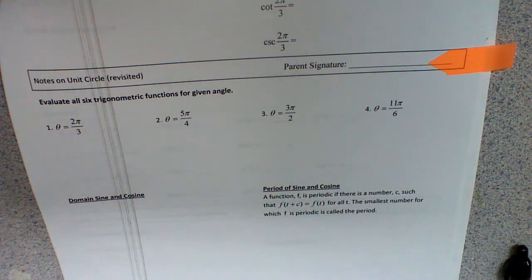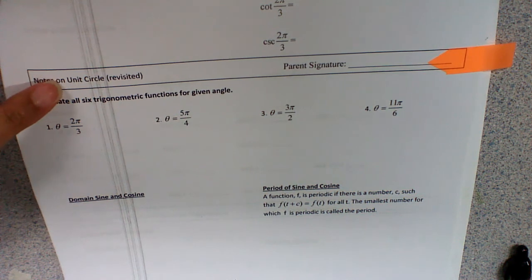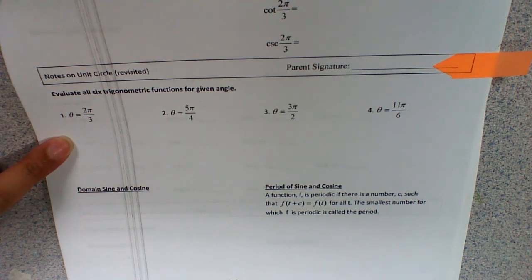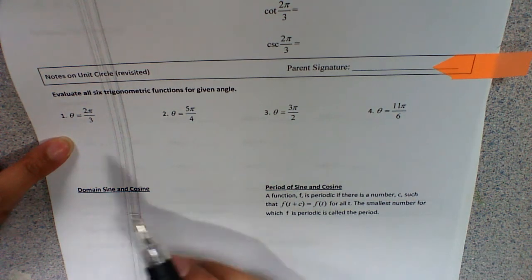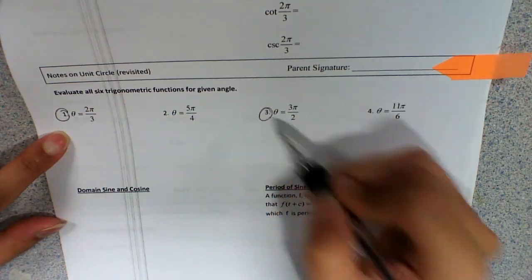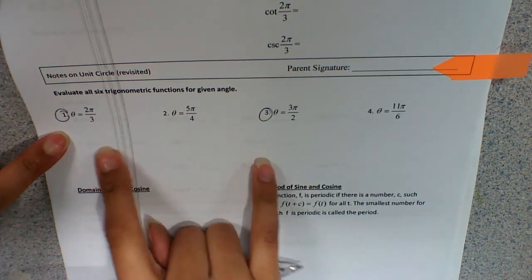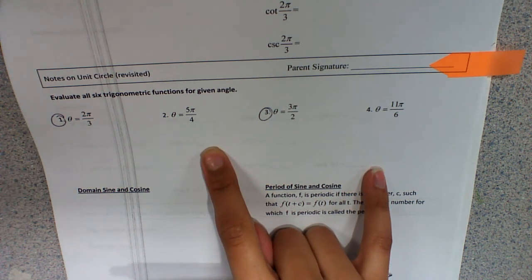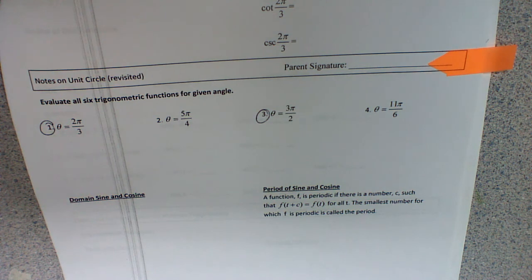Y'all, so we're on page 16 in the packet, and we're talking about the unit circle again. It's revisited. So let's go back over some of the things that we talked about yesterday. I'm not going to do all of these. I'm only going to do numbers 1 and 3 with you in the video. But if you want to try numbers 2 and 4, feel free to do that and check online later to check your answers.